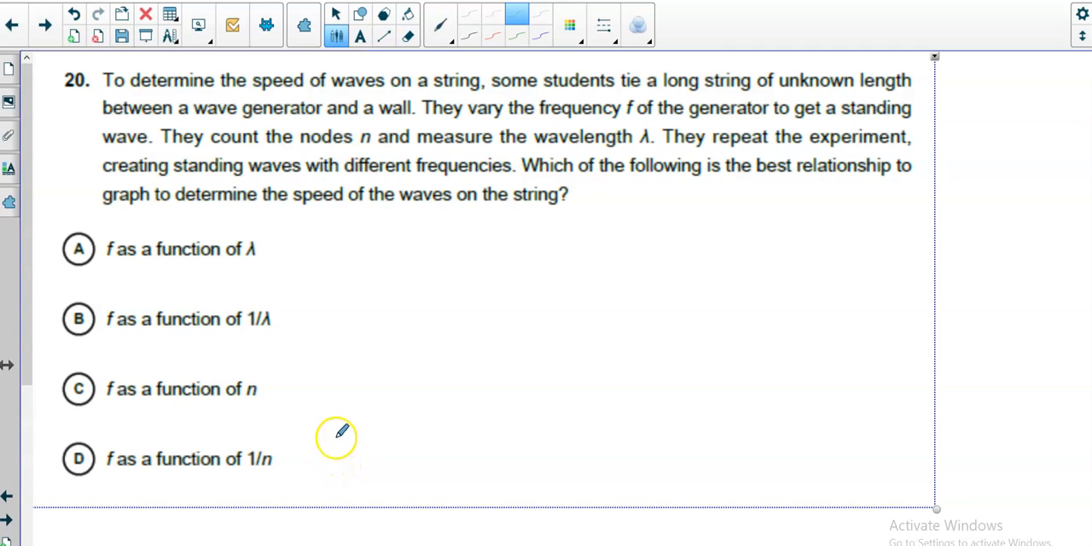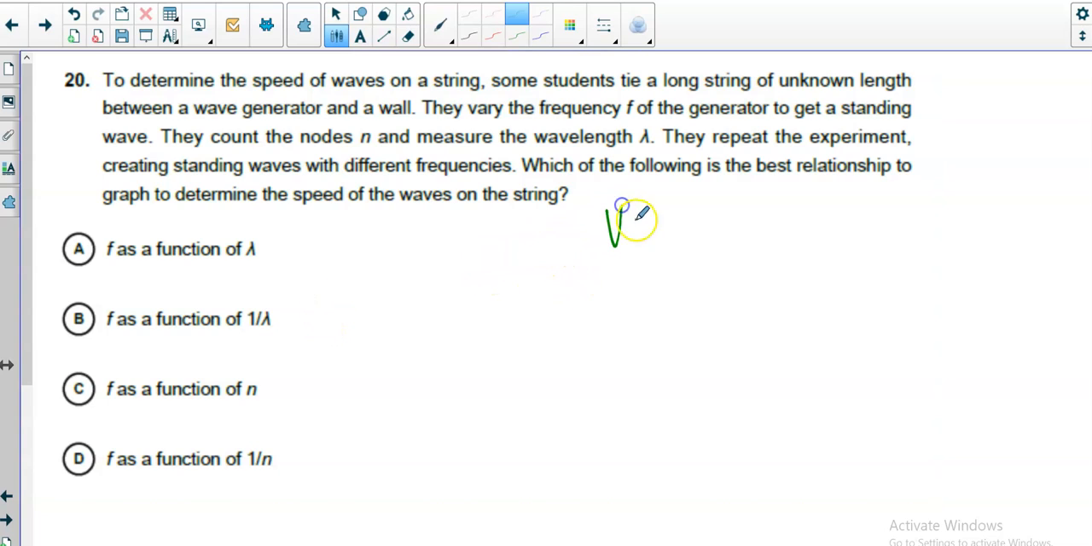To determine the speed of waves on a string, some students tie a long string of unknown length between a wave generator and a wall. They vary the frequency f of the generator to get a standing wave. They count the nodes n and measure the wavelength. Got it, okay. They repeat the experiment, creating standing waves of different frequencies. Which of the following is the best relationship to graph to determine the speed of the waves?